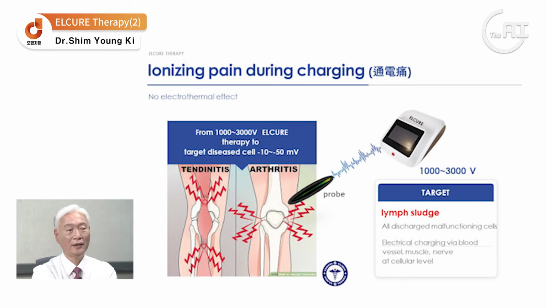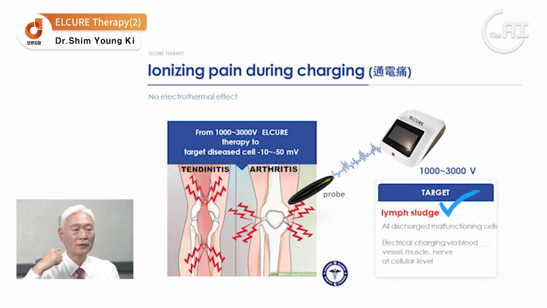Why, when I touch the probe on the skin, is there ionizing pain during the charging? What is ionizing? Lymph sludge is ionizing. The lymph sludge is dissolved when targeted, and ionizing pain develops. There is a pain on contact like that, but it decreases within a few seconds. The electric current goes first through the blood vessel, muscle or nerve, and arrives at the cellular level, and then it becomes pain-free.